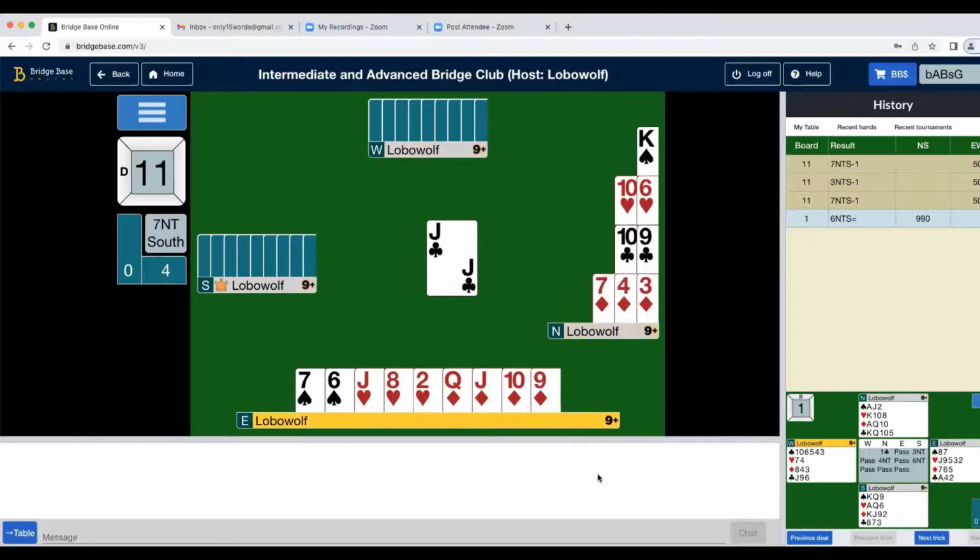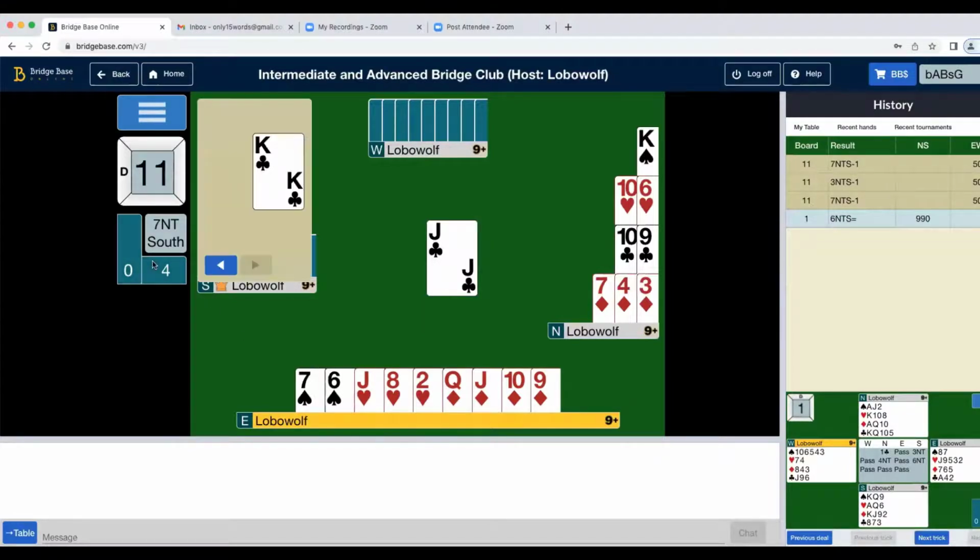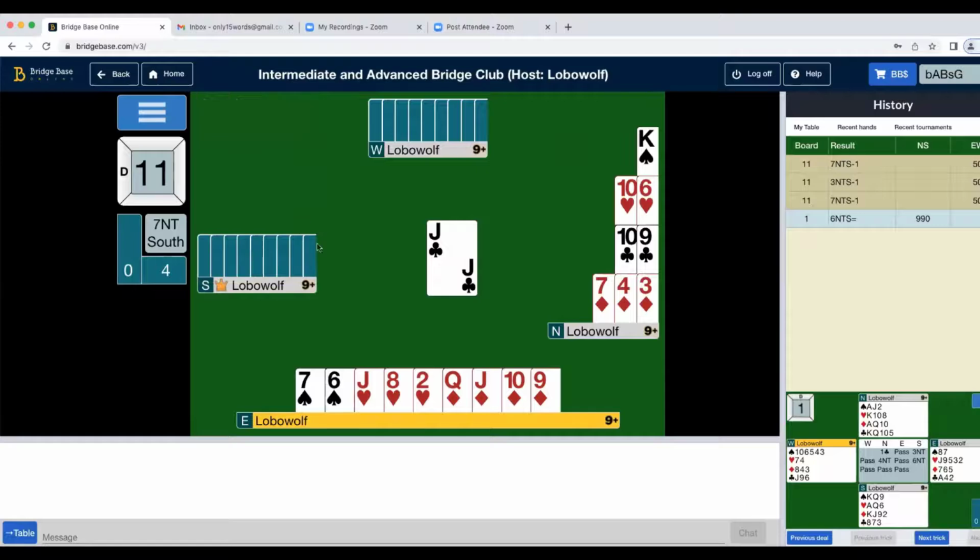Okay, what's going on here? And what are we going to discard once we maybe run out of spades, or maybe before we run out of spades? Okay, vote for the 9 of diamonds, a pretty high card to show that we have solid diamonds.